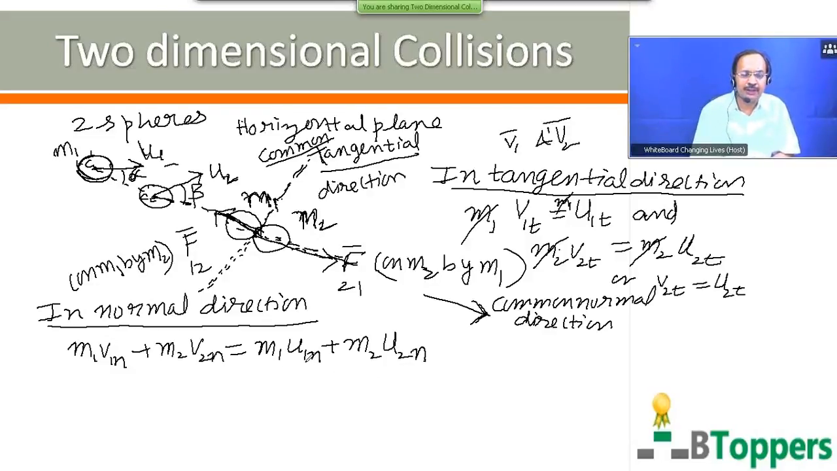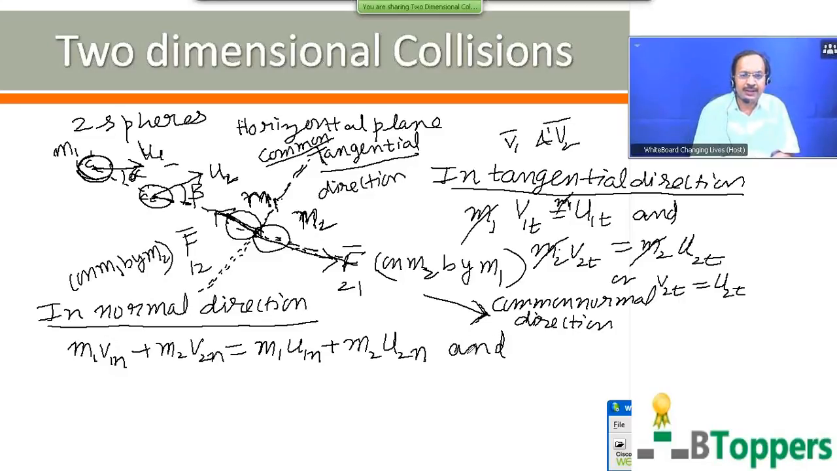That means U1N is the component of the initial velocity of M1 in the normal direction just before collision. U2N is the component of the initial velocity of M2 in the normal direction just before collision. V1N is the component of the velocity of M1 in the common normal direction just after collision. And V2N is the component of the velocity of M2 in the normal direction just after collision.